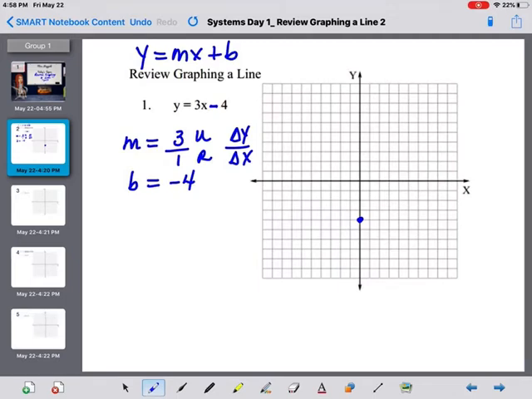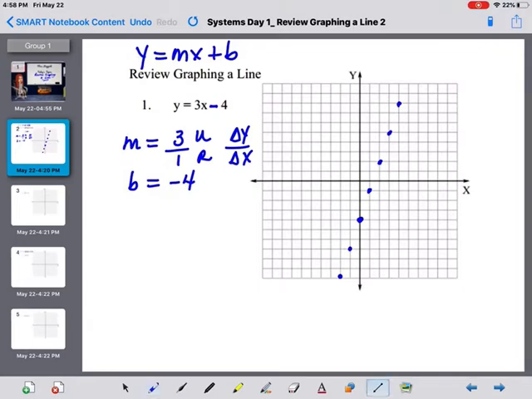So from the y-intercept at negative 4, we want to go up 3 and to the right 1, and we want to do that a couple of times. And then remember, I can always go back to the y-intercept and go down 3 and to the left 1 to get some points going in the opposite direction.